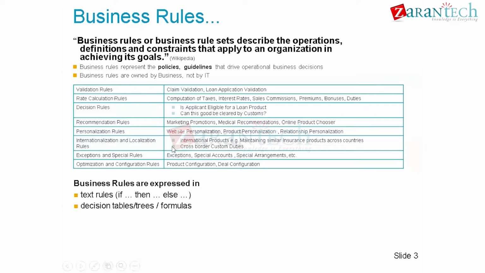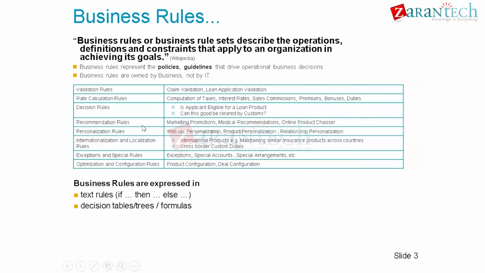Rate calculation rules. Rate calculation rules are specific to hardcore mathematical calculations, like tax rates, commissions, premiums, bonuses, duties, and surcharges. Those types of rate calculations. Decision-based rules: are you the correct person to take the decision, or not? Are you eligible for the product, or not eligible? We can generate rules on that kind of decision and take our decisions.